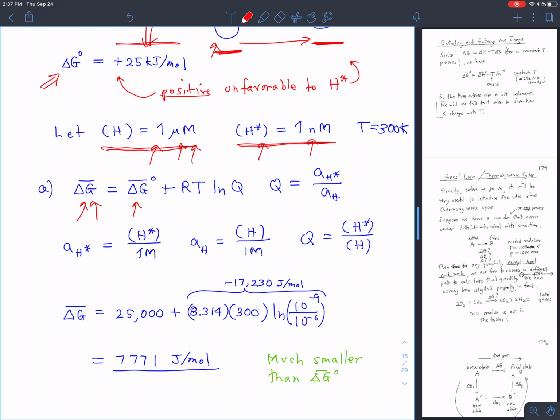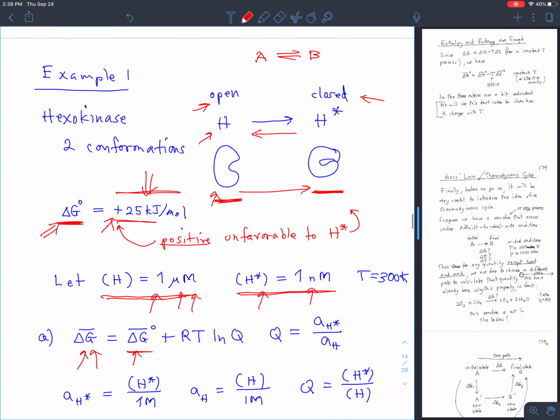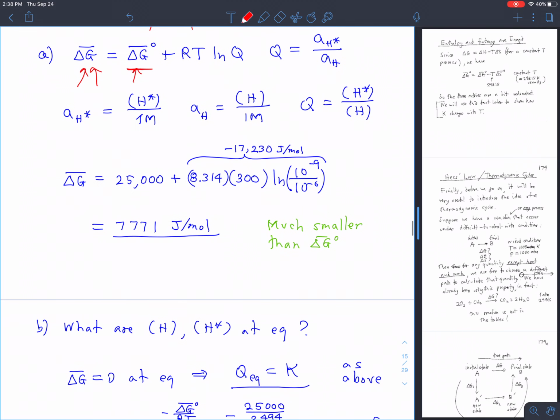The delta G0 value here is 25 kilojoules per mole. Notice that it's a positive quantity. And remember from freshman chemistry that a positive delta G0, a positive standard state delta G, means that this is a disfavored reaction as written. In other words, at standard state conditions anyway, the system doesn't really want to be in the closed state. It favors being in the open state. And so let's see what we get.